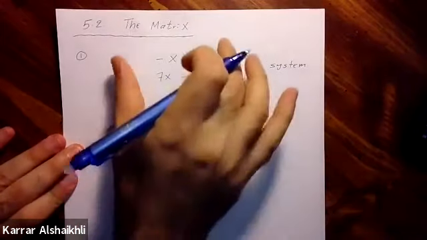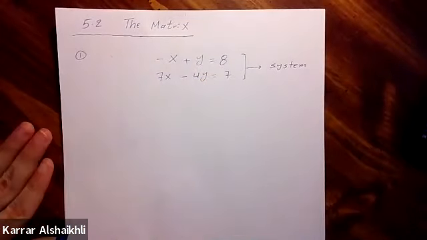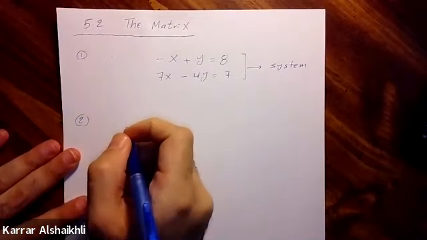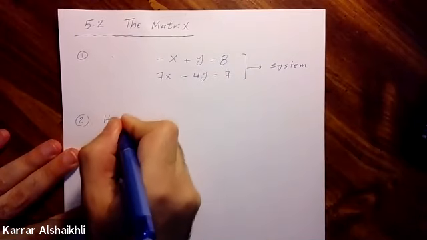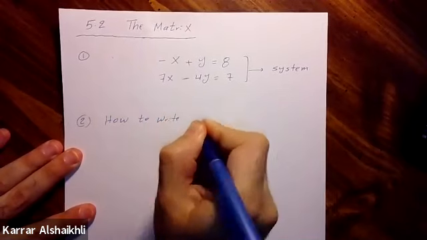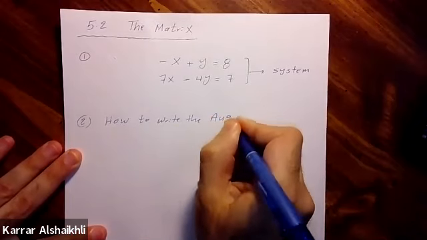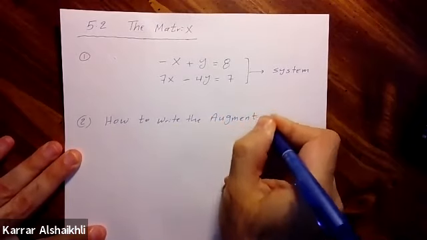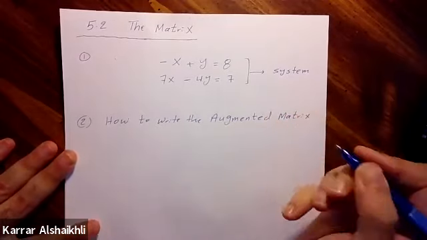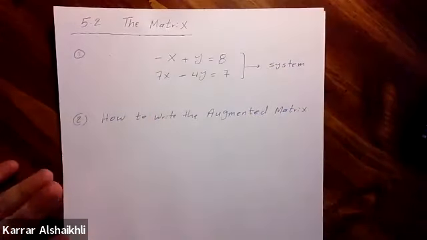So this is the system. I need to convert this system to a matrix. We call it an augmented matrix. So here is the second thing to write, which is easy: the augmented matrix, because they're going to ask you about that. Write down the augmented matrix.